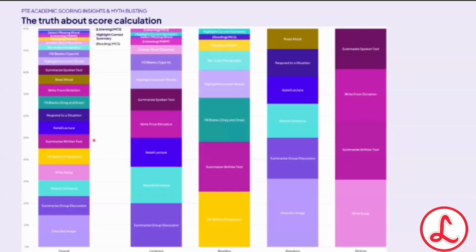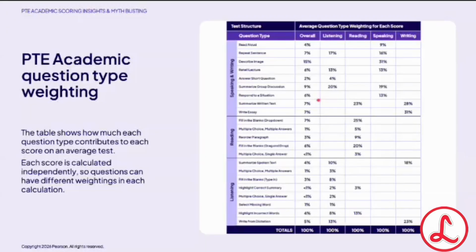So if we look at a question type like summarize written text, where my laser pointer is hovering right now, you can see that's 23% of reading and 28% in writing. So you can see that the size of those pink boxes we were looking at are proportional to these percentages here. So this can be helpful for people to understand what goes into a writing score, what goes into the overall score, and you can see how much each of these question types is contributing to those scores.